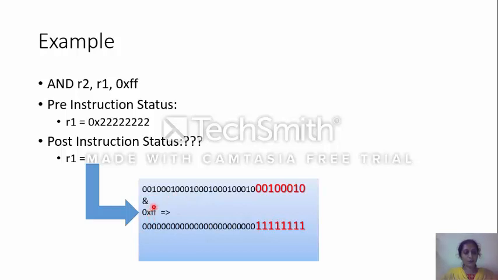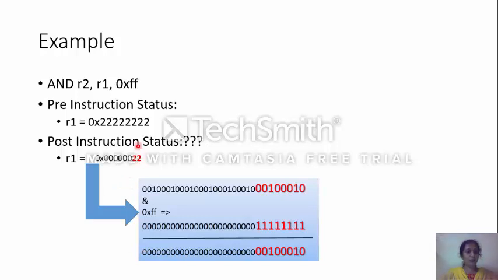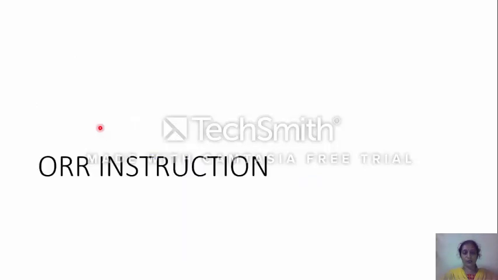It means I have preserved only the lower 8 bits here. You can see this. The output contains only the last 8 bits, same as the given number. All remaining bits are converted to 0. So what is the answer you are getting? Only 22. It means you have masked all the upper 6 digits. So this is the answer you are getting. Then we will go to the next instruction.